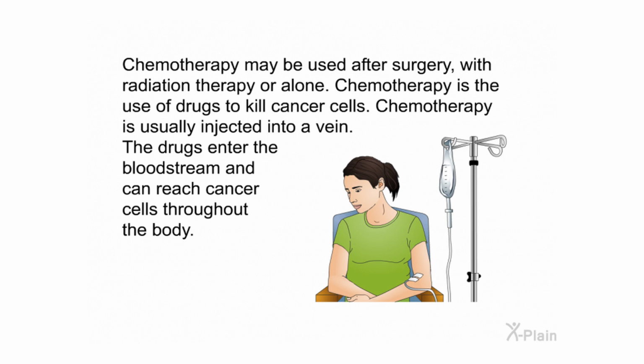Chemotherapy may be used after surgery with radiation therapy or alone. Chemotherapy is the use of drugs to kill cancer cells. Chemotherapy is usually injected into a vein. The drugs enter the bloodstream and can reach cancer cells throughout the body.